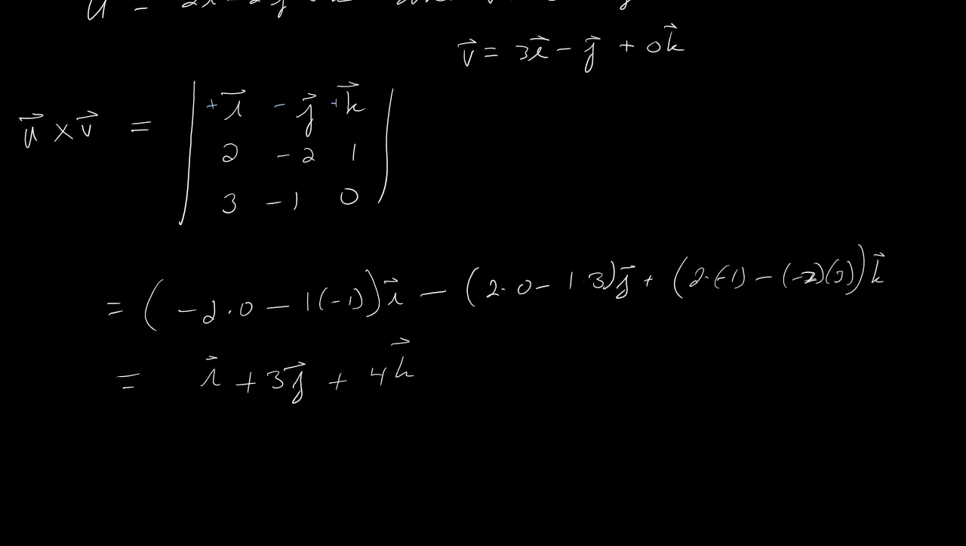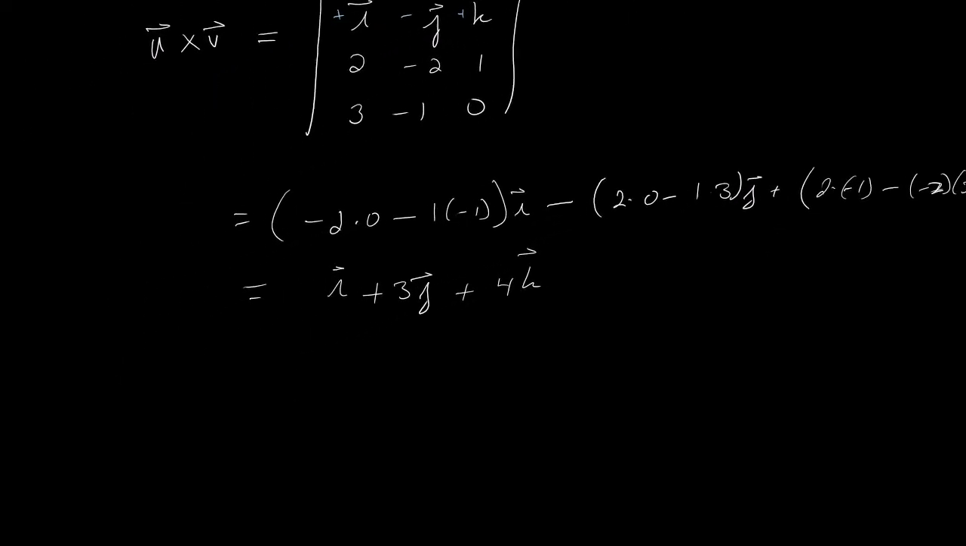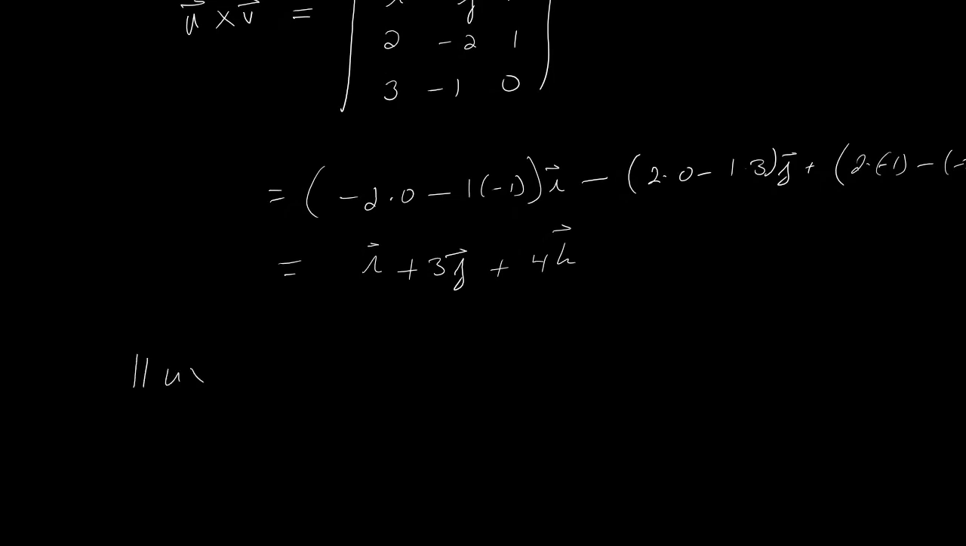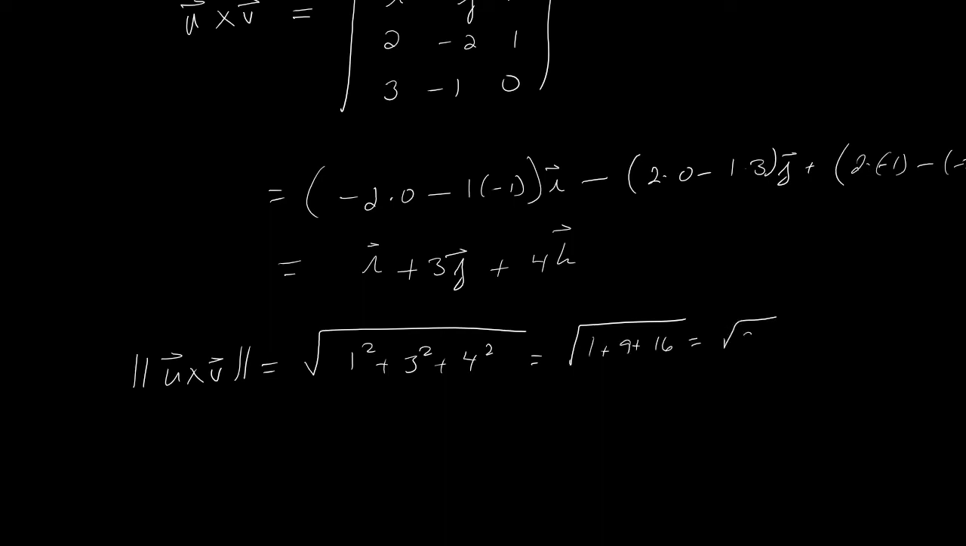All right, so there's our cross product, and now it's up to us to find the magnitude of that vector. So the magnitude of u crossed with v is going to be equal to the square root of 1 squared plus 3 squared plus 4 squared. So that is the square root of 1 plus 9 plus 16, which is the square root of 26. That does not simplify. So there's the area of our parallelogram.